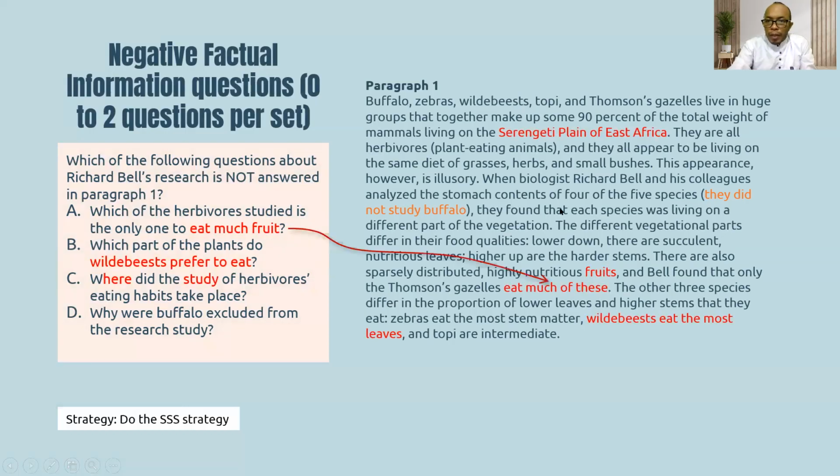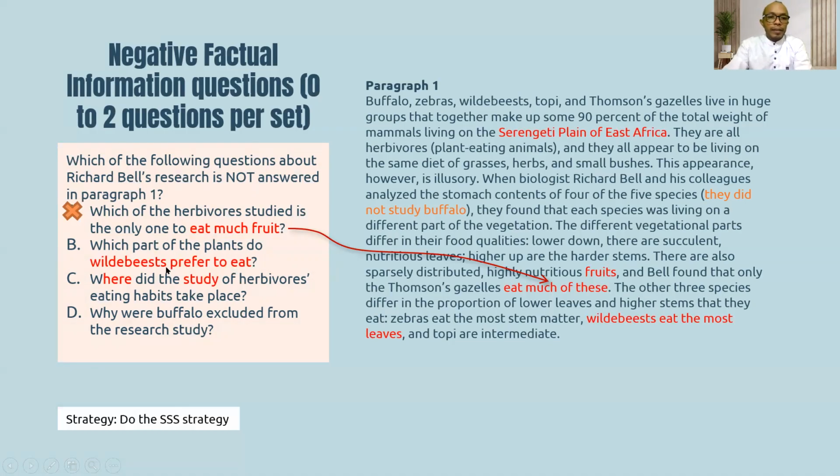And if you do that, oh, there it is. Fruits and eat much of this. So this question is answered. Okay, and the answer is Thompson's gazelles eat much of these. All right, so A is incorrect because it is answered. Now, let's see if B's question is not answered.